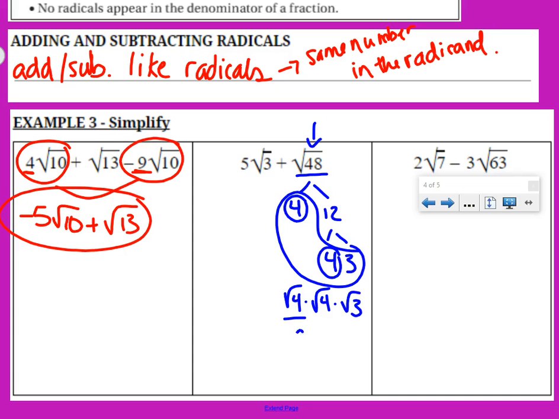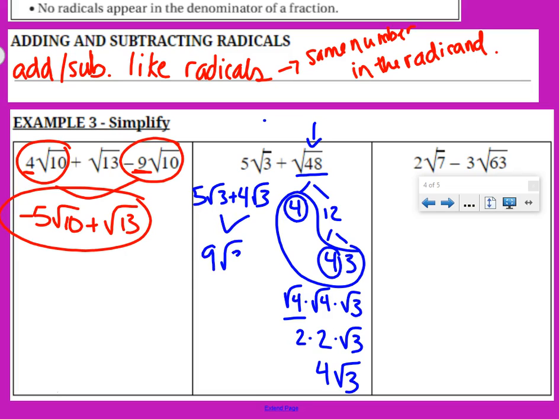We know the square root of 4 is 2. Square root of 3 stays the square root of 3. 4 times 2 times 2 is 4. So the square root of 48 is really 4 square root 3. So we are doing 5 square root 3 plus 4 square root 3, which is equal to 9 square root 3.